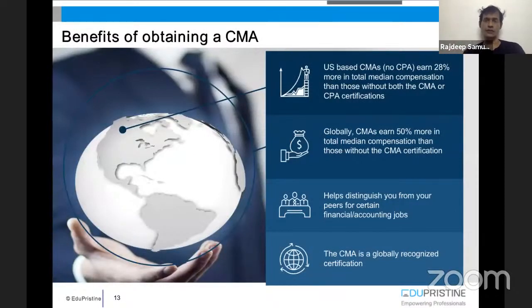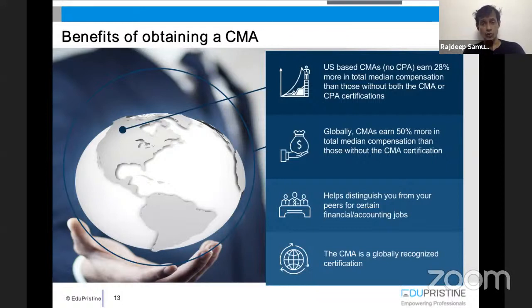Now, if you do clear the exams, what are the benefits that you foresee? Remember, the CMA US exam is a qualification which is not too easy to obtain, but it does not take too much time. You study for 6 months to 1 year and you get a degree. That degree will give you an additional jump in your salary. Research says there's a 28% hike in salary compared to another person who does not have a CMA degree. So imagine one person earning $50,000 and you're earning $64,000, 28% more. That's a good hike, right? So you tend to get a much higher salary compared to a non-CMA.